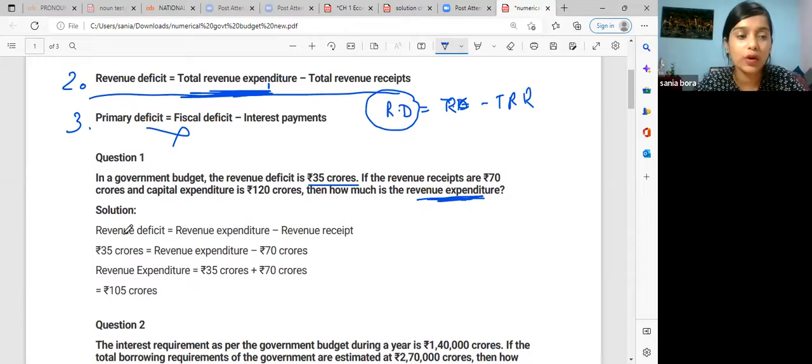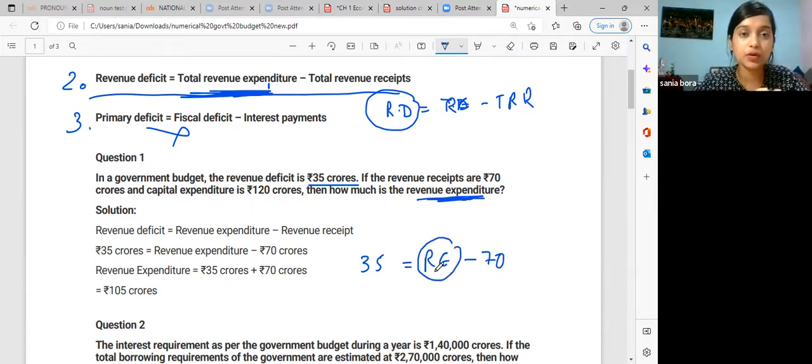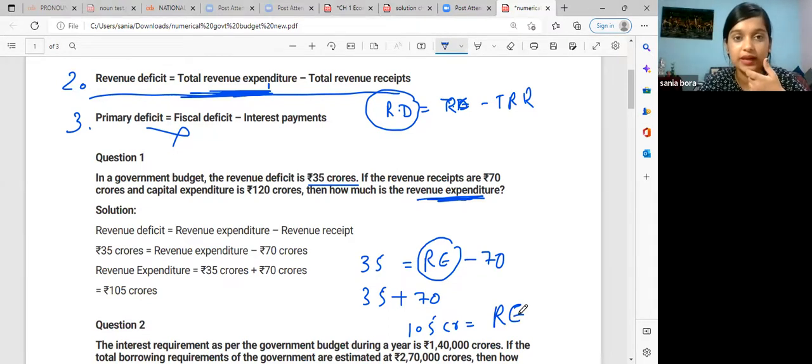Now you are simply going to put it: revenue deficit equals revenue expenditure minus revenue receipt. Your revenue deficit was 35 crores, your revenue expenditure you have to find out, and your revenue receipt was 70 crores. So the basic calculation is: 35 equals revenue expenditure minus 70. To find this, you have to make this unit alone. So 70 shifts here, then 35 plus 70 is 105 crore, and your revenue expenditure is this. Clear? Sania, your answer was right.